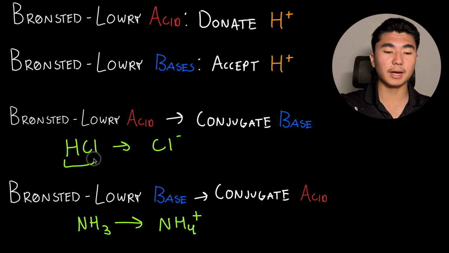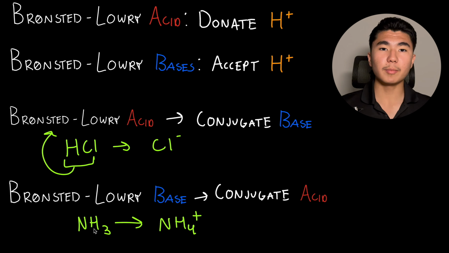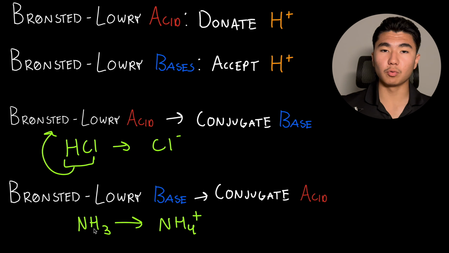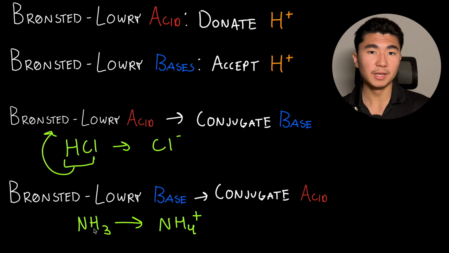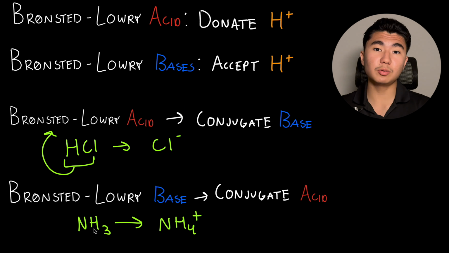Same thing over here with that ammonia. When we go from NH3 to NH4 plus, we're gaining a hydrogen. That's the action. And what do we remember from gaining a hydrogen? Well, that's going to be a Bronsted Lowry base. And that's why our reactant is a Bronsted Lowry base.